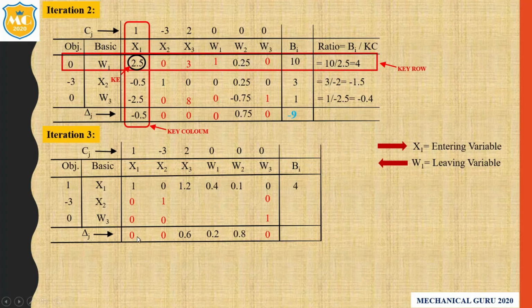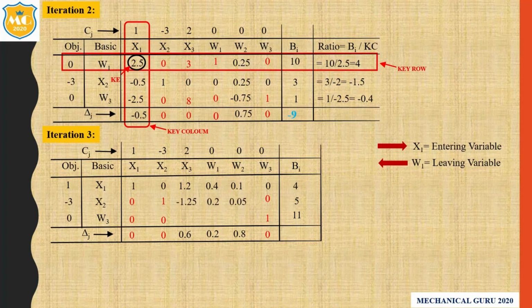So here all the delta J values are 0 and positive, which means we get the optimal solution. We just have to find out this value. It's not required to find out. If you have time, then you can solve it. So next, 3 minus corresponding key row 10 into column minus 0.5 divided by key element. So 3 into 0.5 divided by 2.5, so minus minus plus. So here we get the 5. And next, 1 minus key row 10, key column minus 2.5 divided by key element 2.5. So here we get the 11.